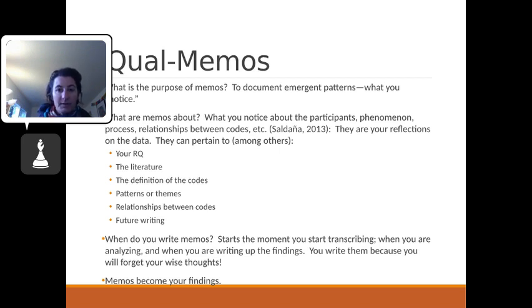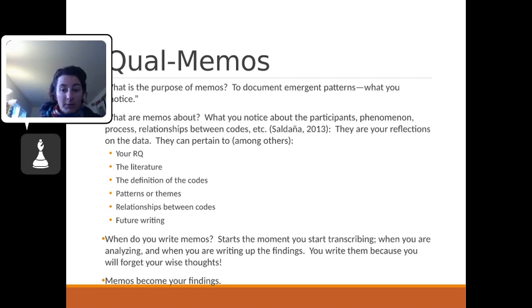First, what is the purpose of memos? You memo, which means essentially to write your thoughts down as you analyze the data. And you memo to document emergent patterns. So essentially you're writing a paragraph or a few sentences to document what you notice about what's happening in the data.